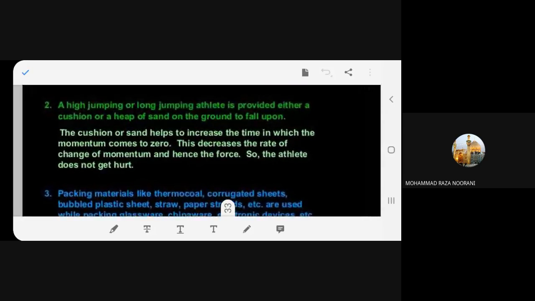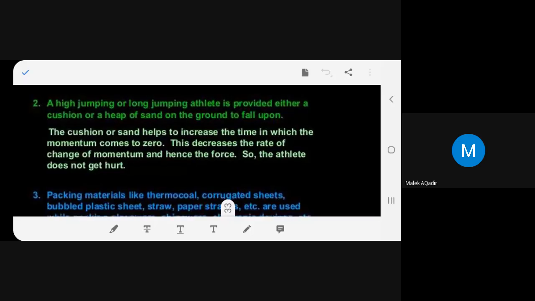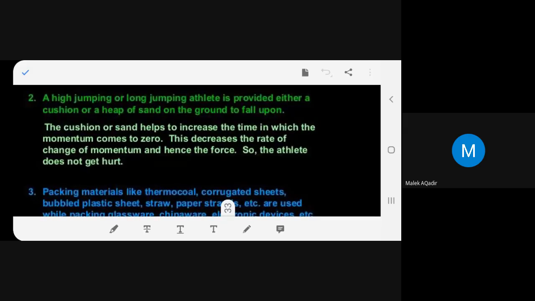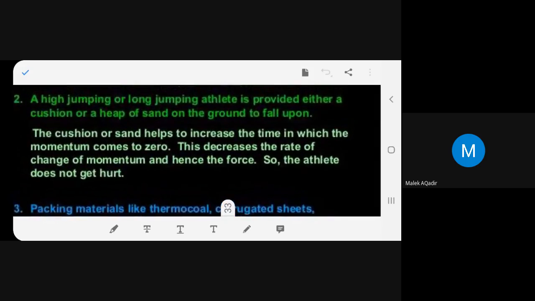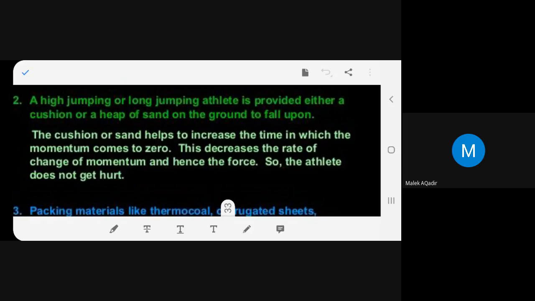Some more examples of the second law of motion. A high jumping or long jumping athlete is provided with either a cushion or a heap of sand on the ground to fall upon.